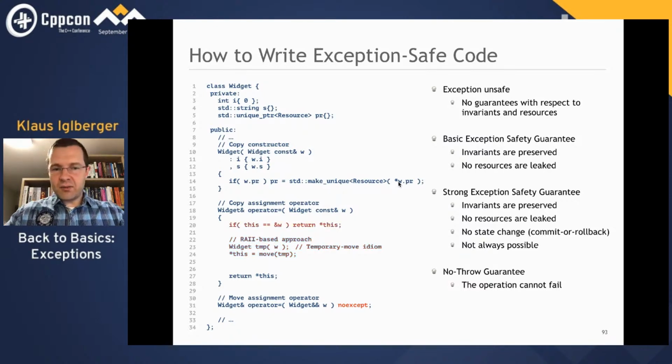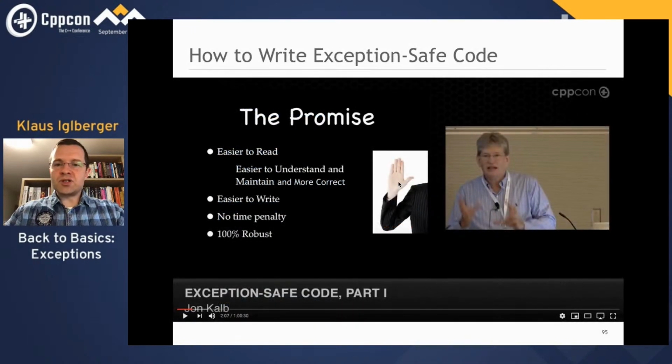Note that when this is working, we can actually also completely get rid of this statement here. Self-assignment will still work. It might be a little more expensive, but still it works. And so this is exactly what John Lakos meant with his promise. The code becomes easier to read, easier to write. There's nothing special that we're doing. We've done the same thing before, and it is 100% robust.